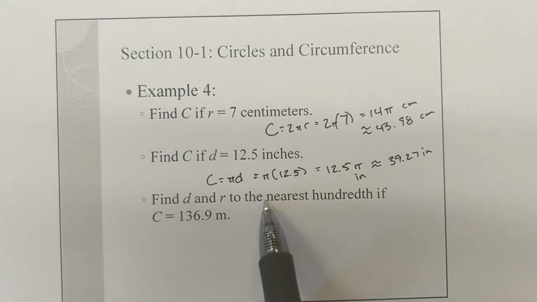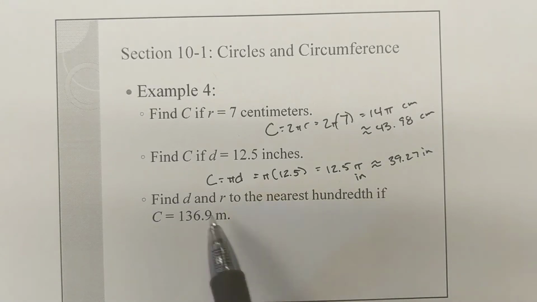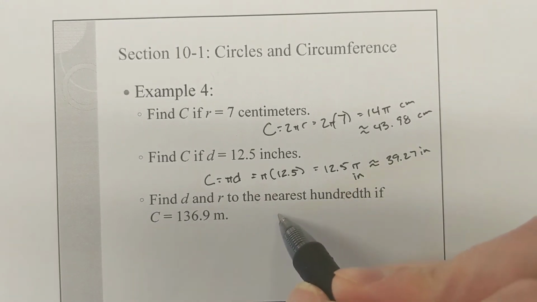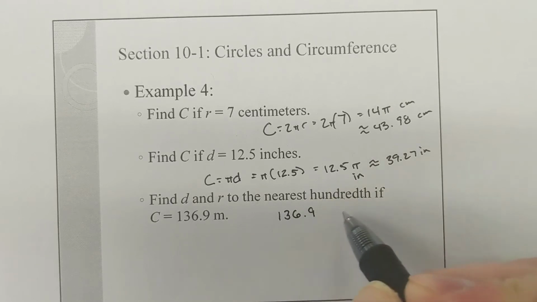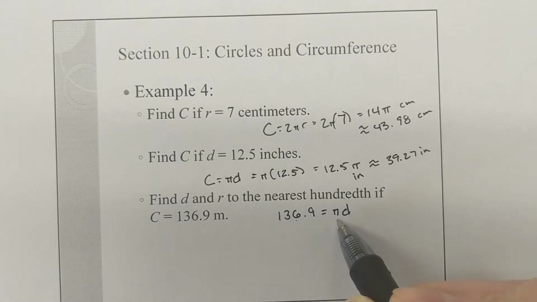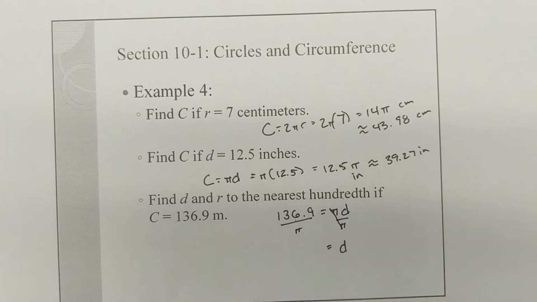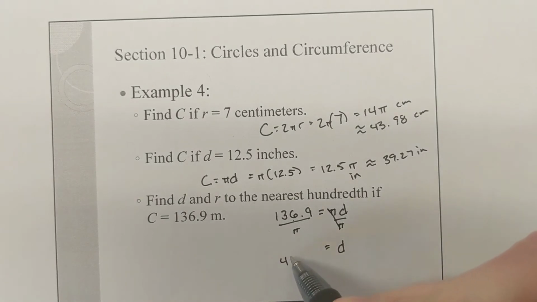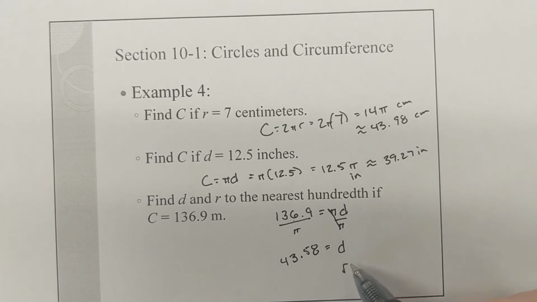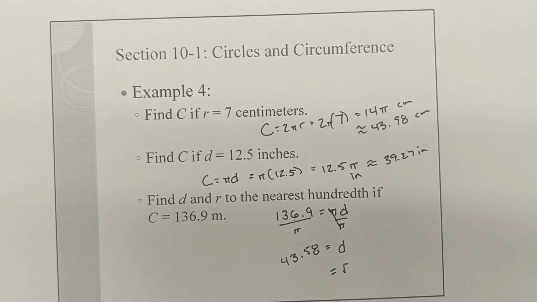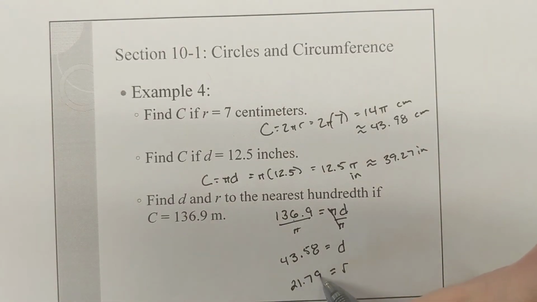The last one is actually going backwards. Find the diameter and the radius to the nearest hundredths, that's 2 decimal places, given the circumference is 136.9. So I'm actually going to find the diameter first. The circumference is equal to pi times d. Now pi is a number, so I can divide both sides by pi. So 136.9 divided by either 3.14 or the pi button on your calculator, that's 43.58. Now once I know the diameter, I can find the radius, because the radius is always half the diameter, so 43.58 divided by 2 is 21.79.